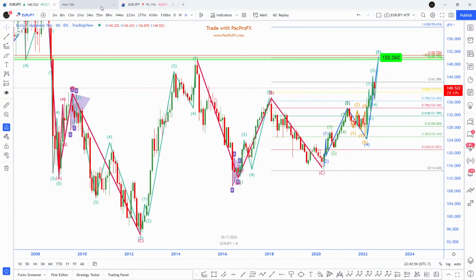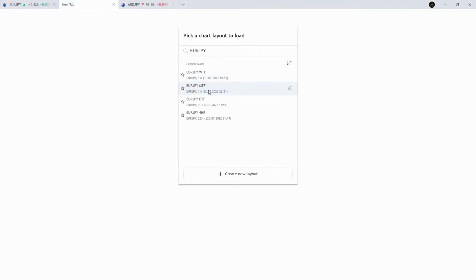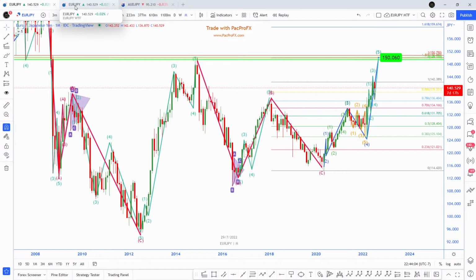Alright, let me get back to the Euro stuff. Euro JPY. Weekly.